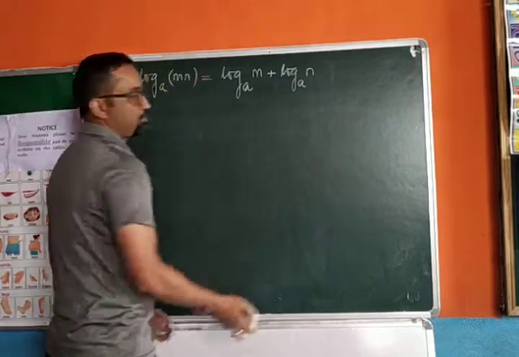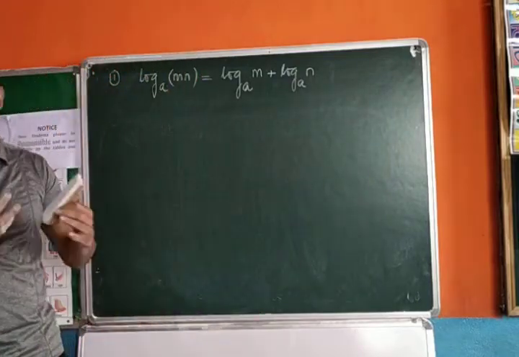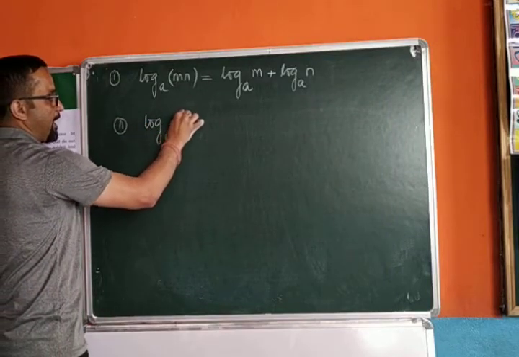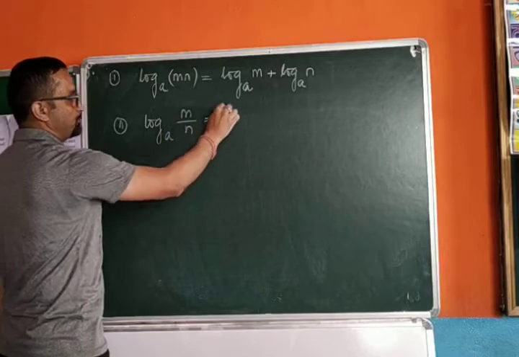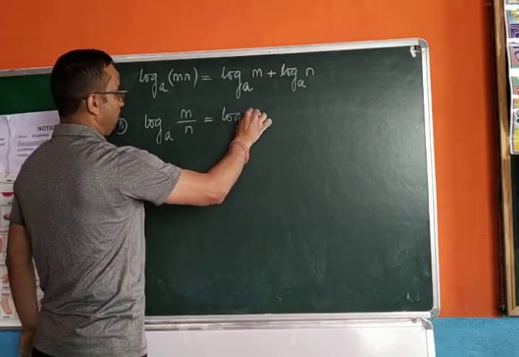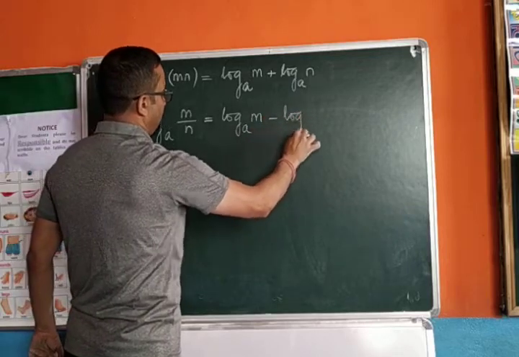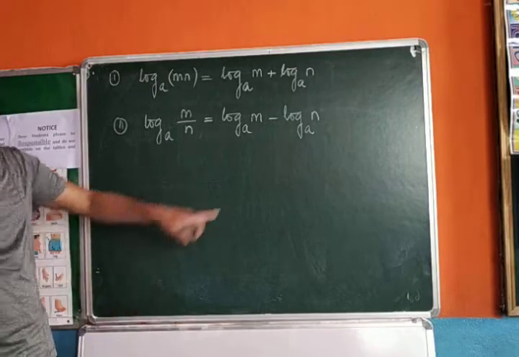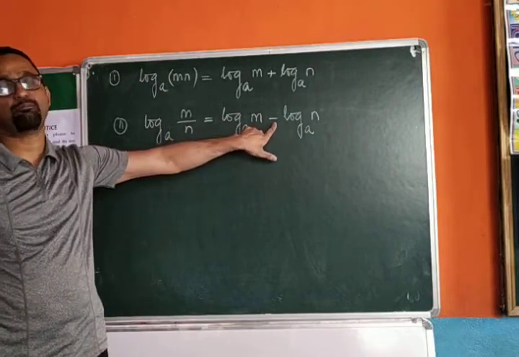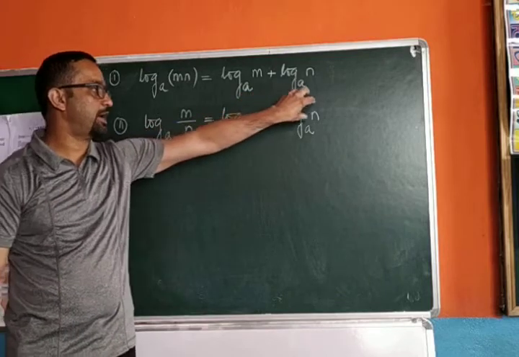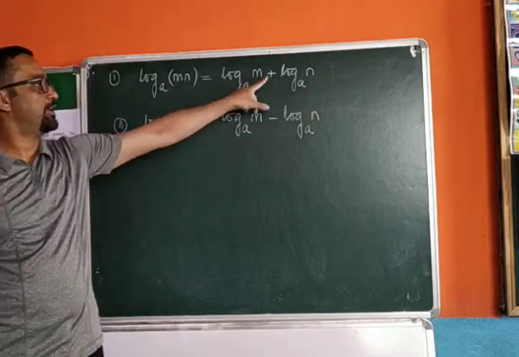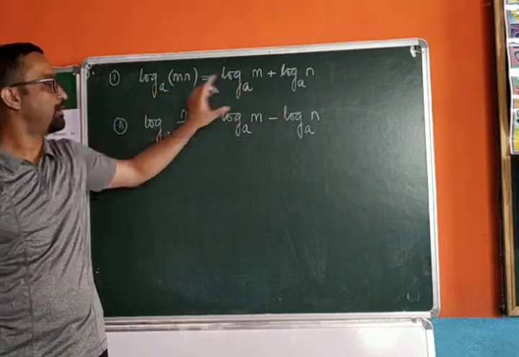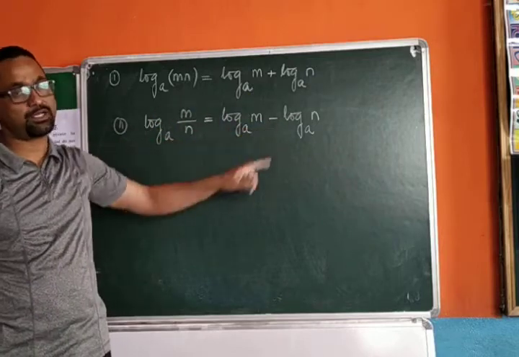The second law is called quotient law, the division law. Log base a of m divided by n equals log base a m minus log base a n, and this law can be used vice versa. In between logarithms, if you have a minus sign, then m will divide n. If there is a plus, it multiplies. If there is multiplication, it gets added up. If there is division, it gets subtracted.